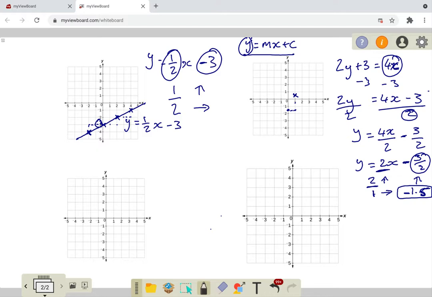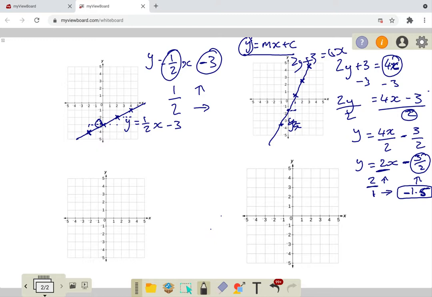I end up on 2.5. Again, 1 across, 2 up. I end up there. Go the opposite direction, 1 back, 2 down. I get a point there. And then join your points up with a straight line. Okay, so that is the line for 2y plus 3 equals 4x.